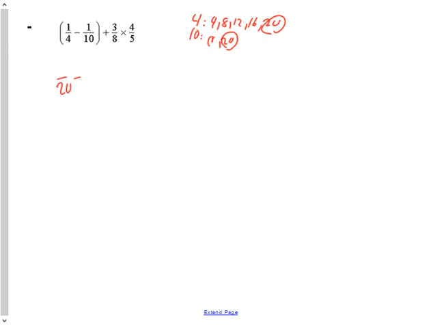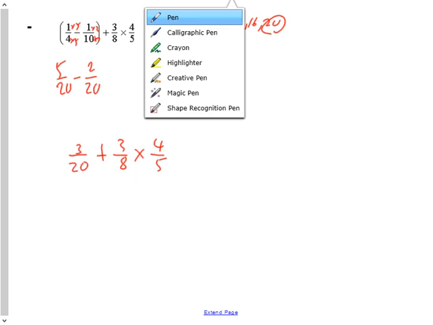So we have 20 and 20. If you're having difficulty with equivalent fractions, make sure you put the times 5 there to give you 5/20, times 2 to give you 2/20, and 5/20 take away 2/20 is 3/20. So the only thing I simplified so far is the brackets. Now my next part is to do the multiplication.